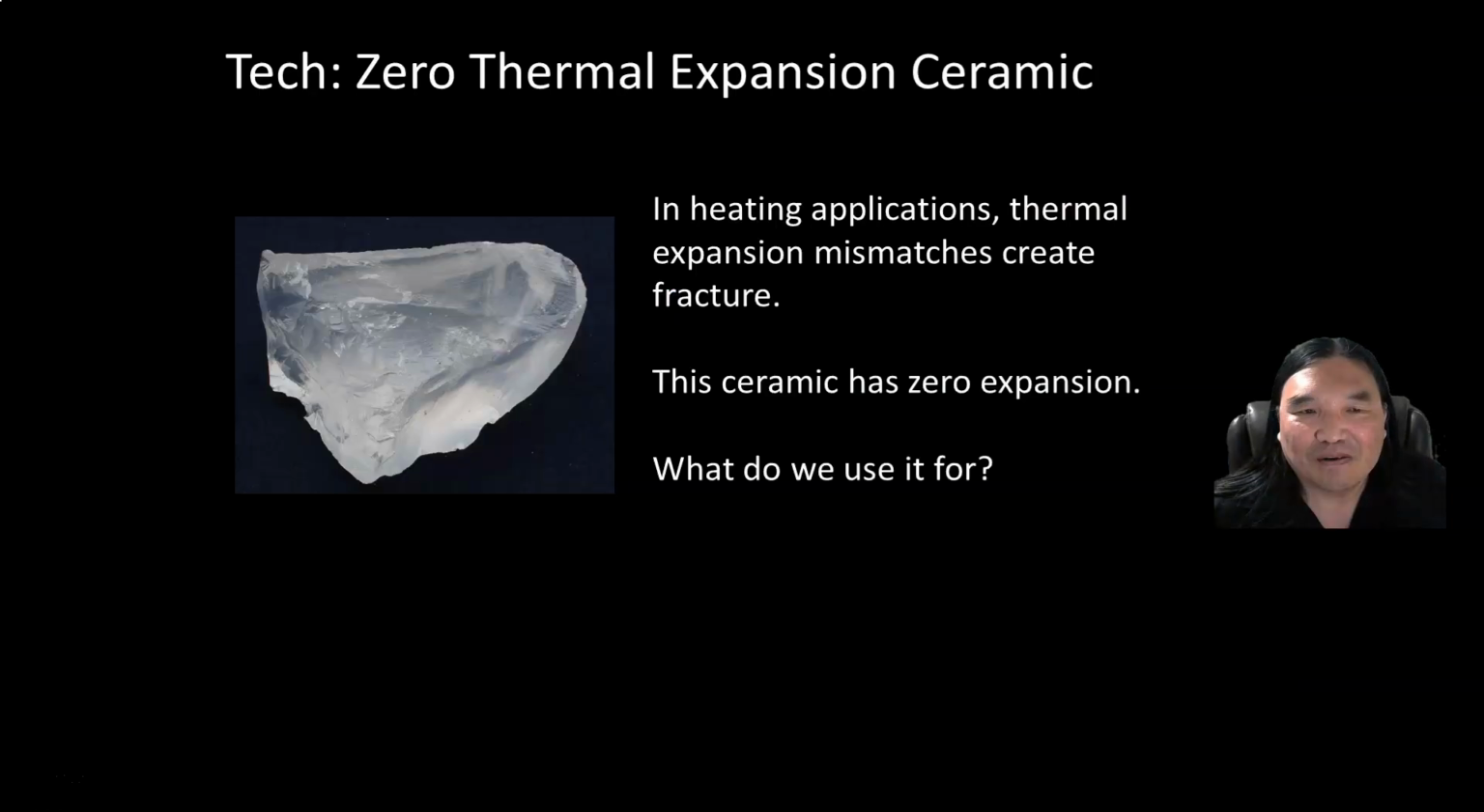Technology. What if I have a special technology? For example, there's a certain ceramic that has zero thermal expansion. For those of you who are mechanical engineers, you know exactly what I'm talking about. The big problem is when you match materials, if they have thermal expansion mismatches, when it heats up, one will expand more than the other, and the stress between the two causes things to fracture or to bend or things like that.